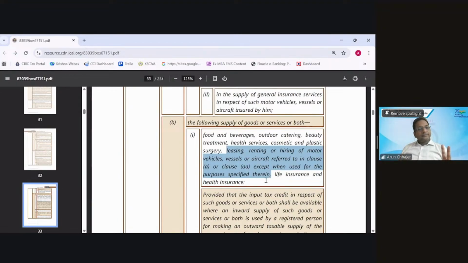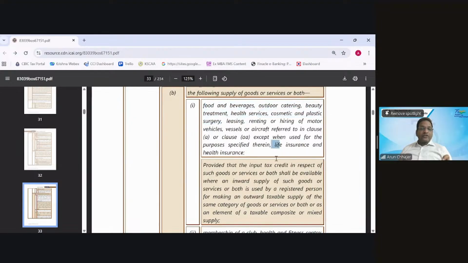Second, the renting of the motor vehicle up to 13-seater is allowed only if I am using that motor vehicle for the purpose specified therein. Food and beverages, outdoor catering, beauty treatment, health service, cosmetic and plastic surgery, renting, leasing, hiring, and life insurance and health insurance. ITC is blocked.